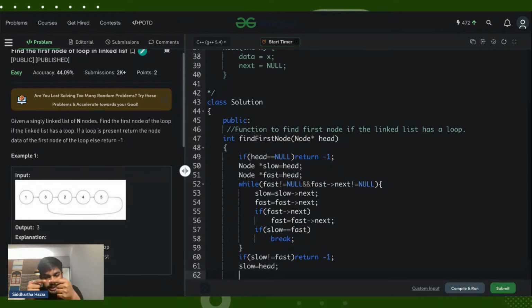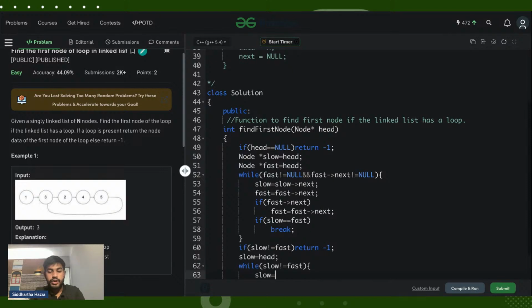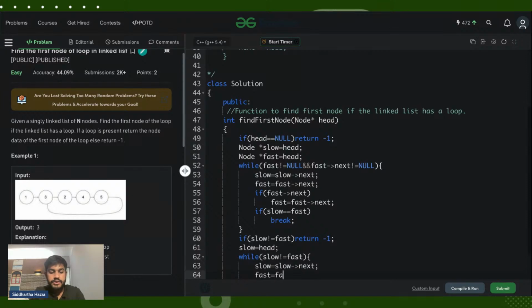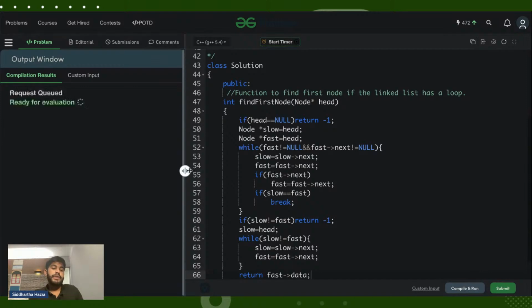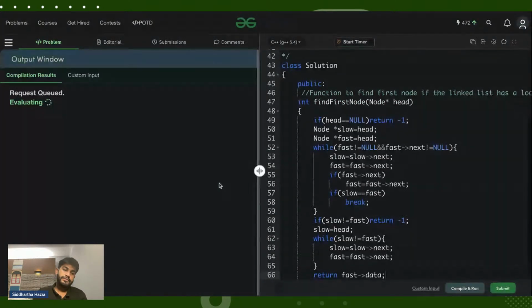Now both would have the same speed. While slow is not equal to fast, we would say slow is equal to slow.next and fast is equal to fast.next. And then we would return fast.data. Fast as well as slow, either would serve the purpose. Now let us see how many errors I am making.